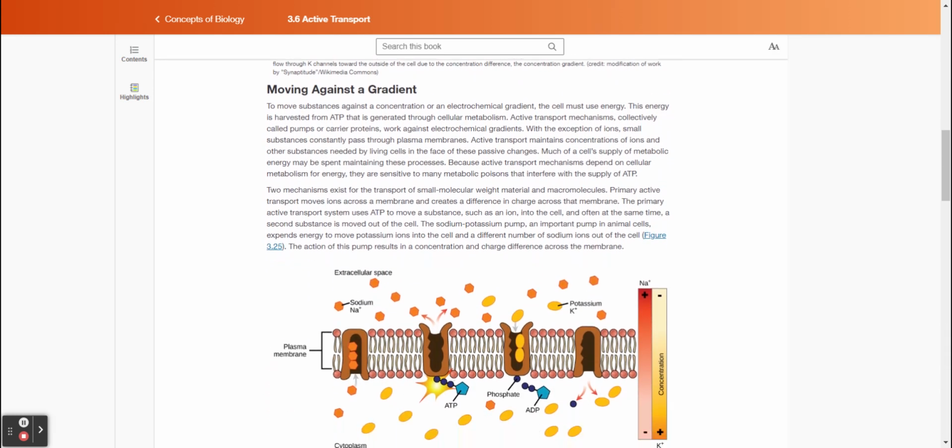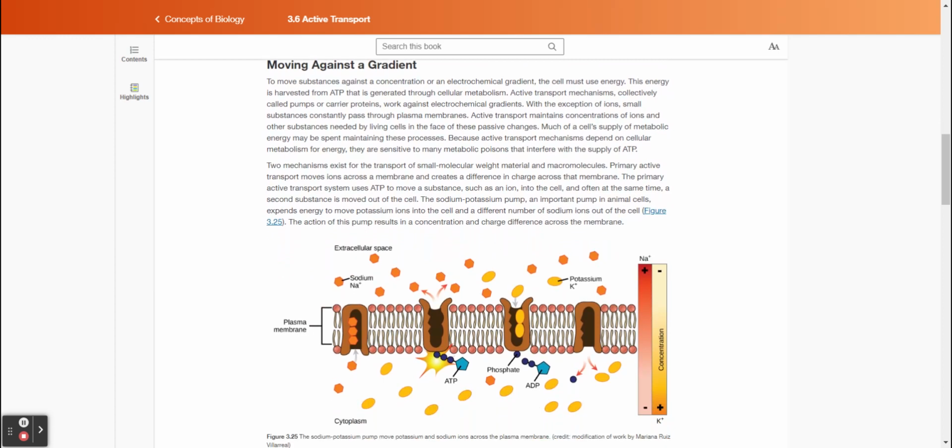Moving against a gradient. To move substances against a concentration or an electrochemical gradient, the cell must use energy. This energy is harvested from ATP that is generated through cellular metabolism. Active transport mechanisms, collectively called pumps or carrier proteins, work against electrochemical gradients.